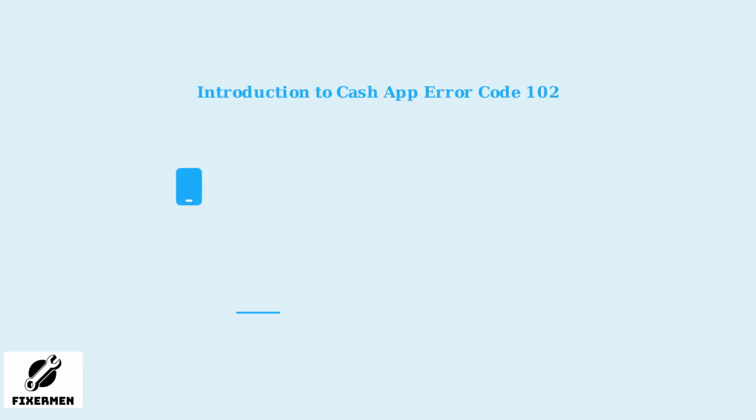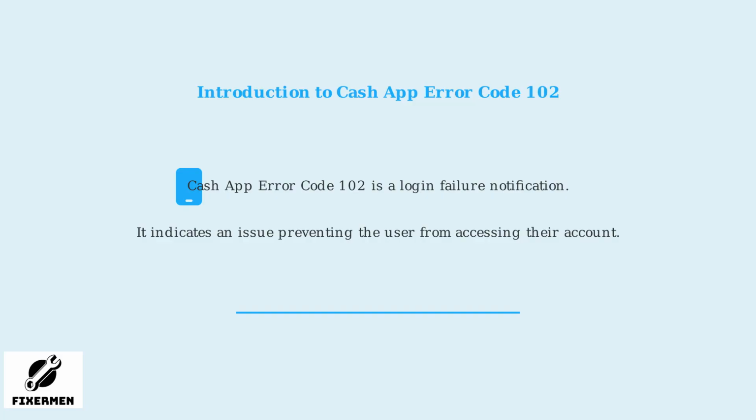Welcome to this guide on Cash App Error Code 102. Cash App Error Code 102 is a login failure notification that appears when you try to access your account. This error indicates an issue that is preventing the user from successfully logging into their Cash App account. In this video, we will explore various solutions to help you resolve this error and regain access to your account.